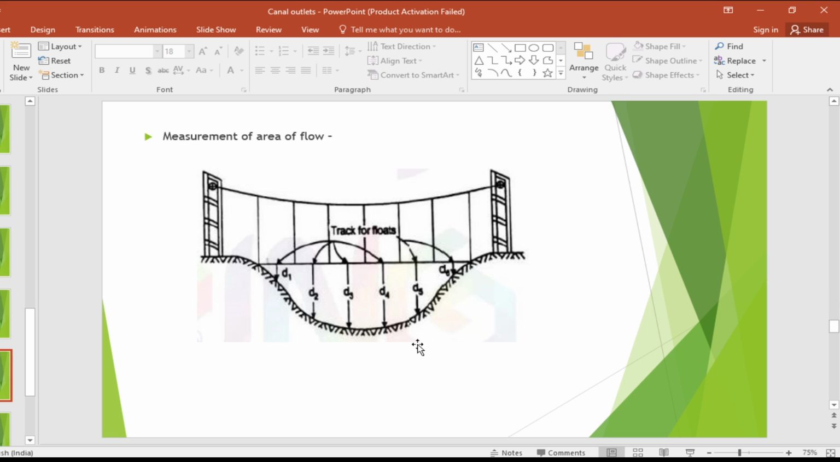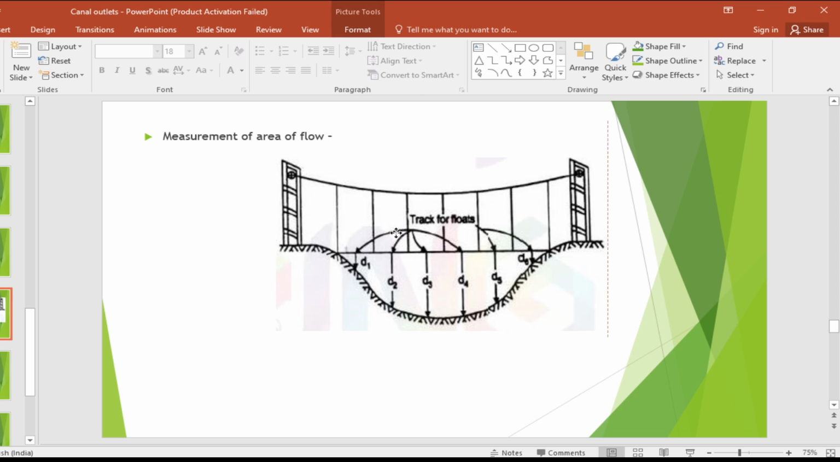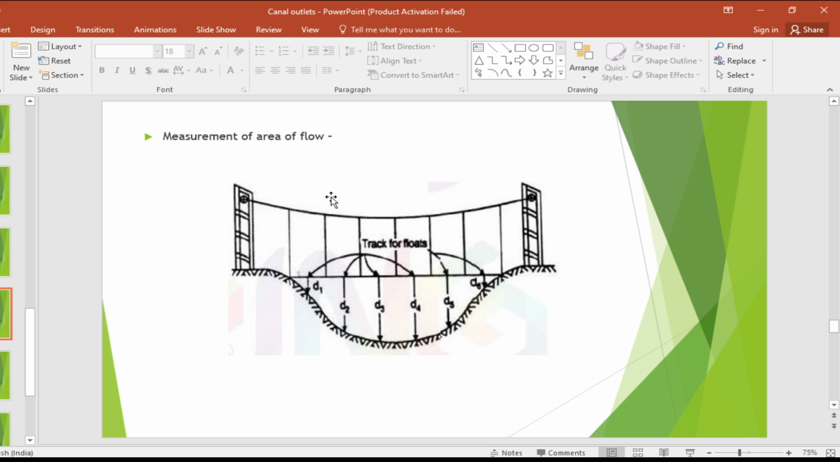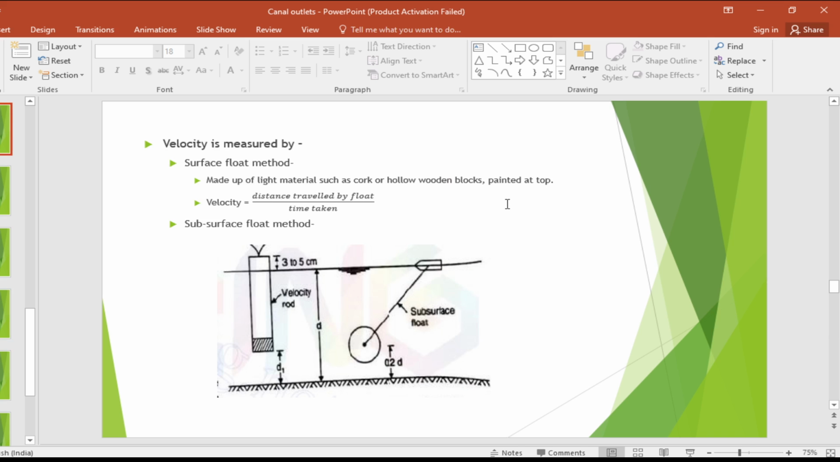I'll show a similar diagram. Here you can see the channel is divided into a number of points. This is one part, this is the second, this is your track of float. In a similar way the surface float method works. Now from those points the floats are dropped in the water along the various paths.